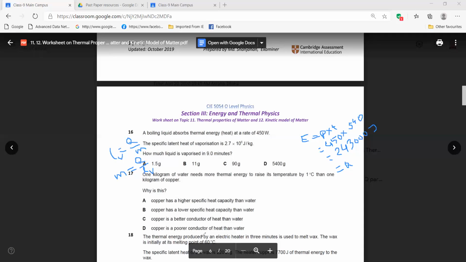L_V is bigger. Yes sir, L_V seems a bit big. No problem, the answer will come in kg, right? Then you multiply by 1000 because the answer is given in grams. So tell me, how much is the answer?